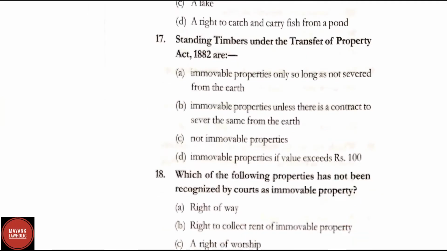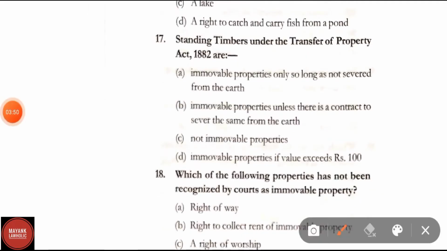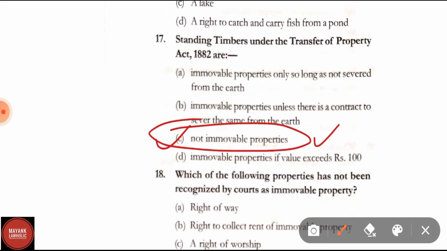Question number 17. Standing timber under Transfer of Property Act are: immovable properties only so long as not severed from the earth; immovable properties unless there is a contract to sever the same from the earth; not immovable property; immovable properties if the value exceeds rupees 100. Here standing timbers under the Transfer of Property Act is not immovable property. Option C is the right answer.